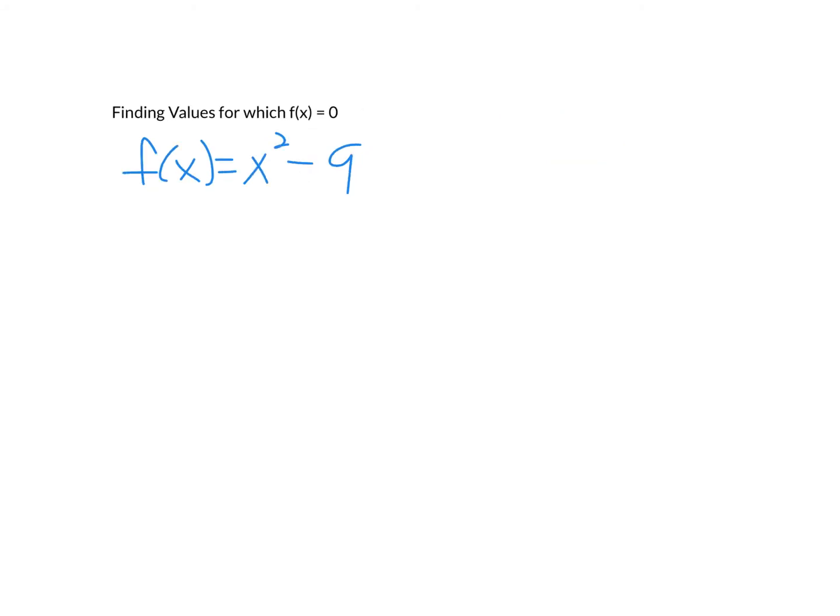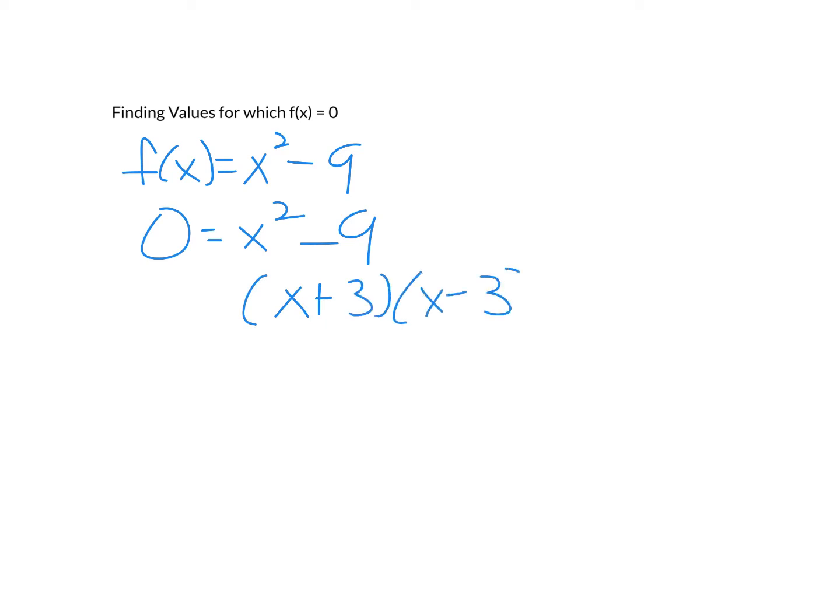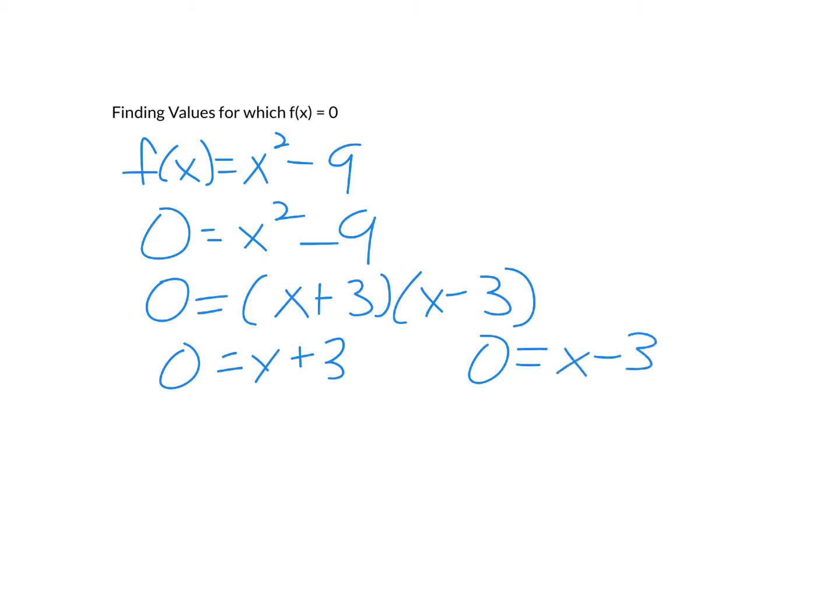So let's find the values for which f of x is equal to 0. All we do for these is just set 0 equal to the function and then factor. After we do that, set your factors equal to 0, as you have all done before, and solve. You're going to get x is equal to negative 3 and x is equal to 3.